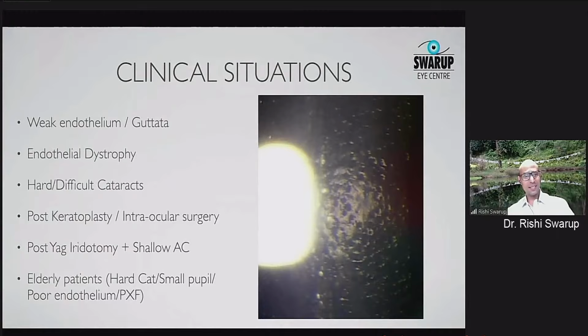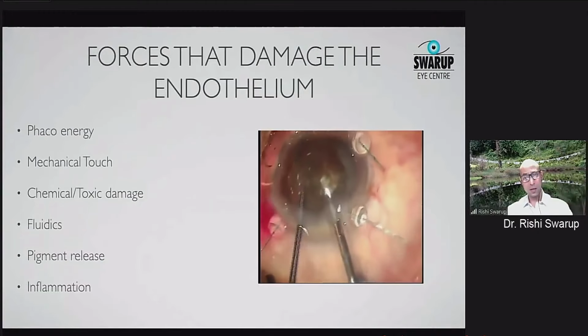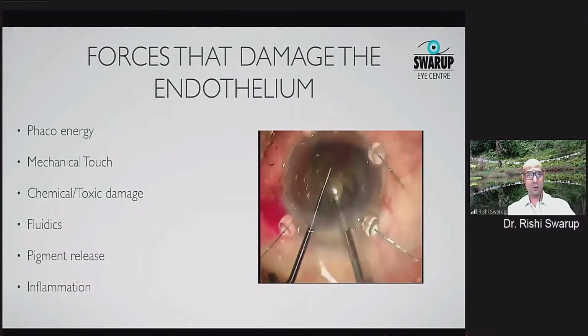Another entity is anybody who is elderly, because these patients have multiple problems. They have hard cataracts, small pupils, their endothelial counts are lower, and of course pseudoexfoliation is often present, and it has been shown in studies that patients with pseudoexfoliation, especially beyond the 7th decade, their endothelial counts are significantly lower compared to younger individuals without pseudoexfoliation, or equivalent age individuals without pseudoexfoliation.